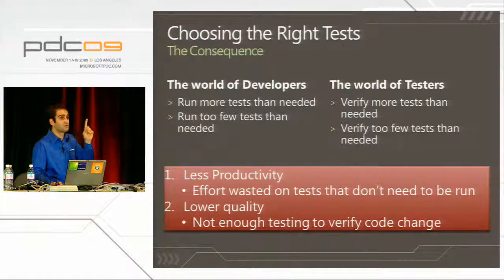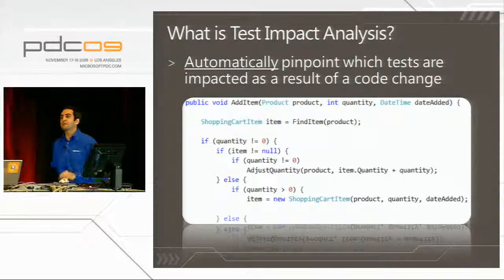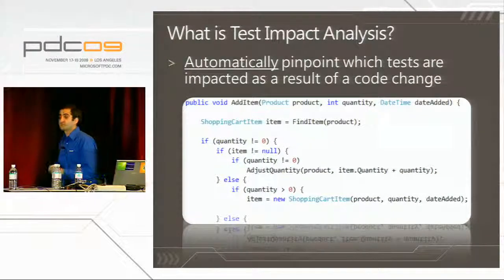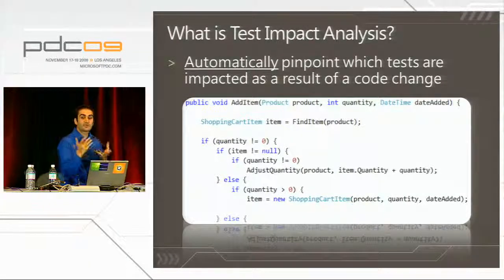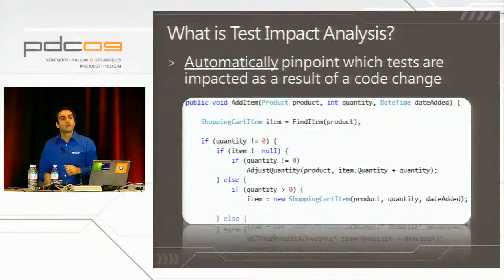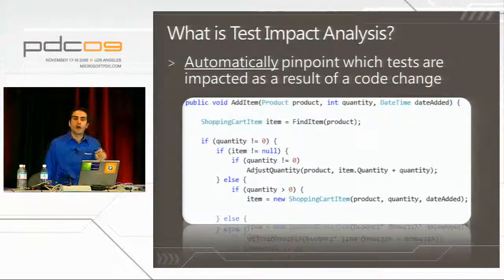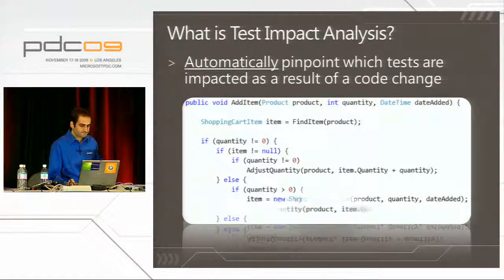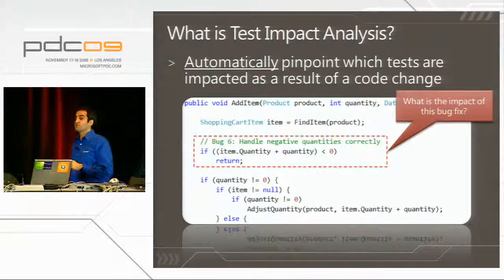All right, so that brings me to the feature that we've introduced in 2010 called test impact analysis. And the easiest way I can explain to you what test impact analysis is, is by this example, right? So you're a developer right now, and you're sitting in front of the IDE, and you want to make a change to this method. And the change is as a result of a bug that a tester opened against you. And the bug says, you know what? We're not handling negative quantities correctly, right?